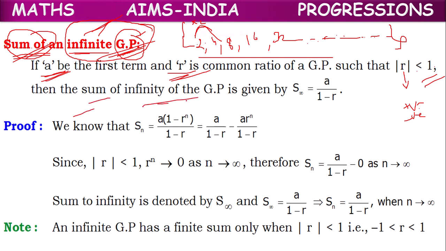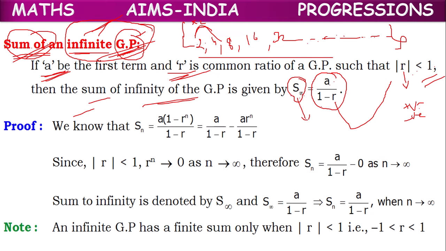If the sequence follows these conditions, then the sum of infinite GP is given by the formula S infinity equal to a by 1 minus r, where S infinity stands for sum of infinite terms. a is the first term, r is the common ratio. But here the condition is modulus of r should always be less than 1. Then only this formula is applicable.